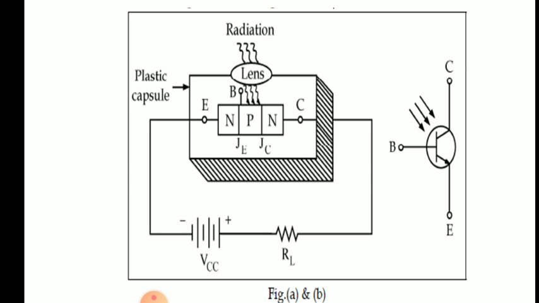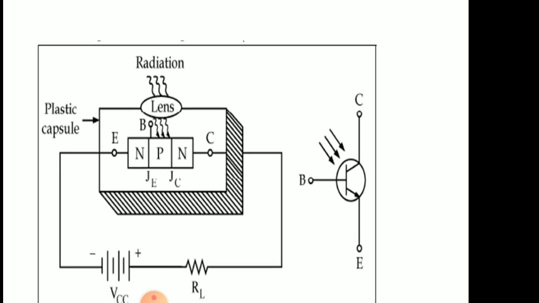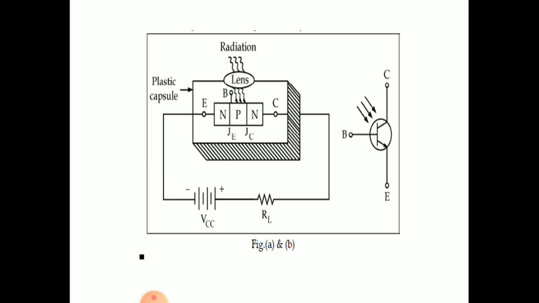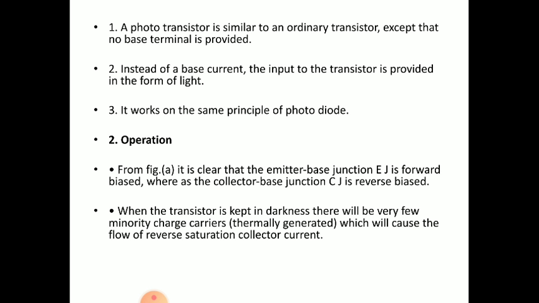the amplifier mode of application of a transistor. That is, the emitter junction has to be forward bias and the collector junction has to be reverse bias. That is happening here. And when the transistor is kept in darkness, there will be very few minority charge carriers, thermally generated, which will cause the flow of reverse saturation collector current.